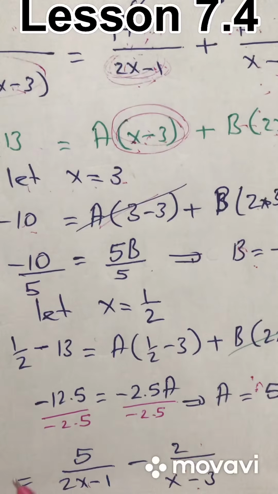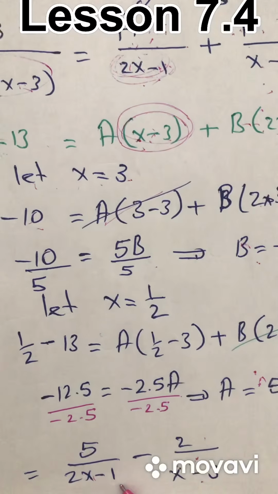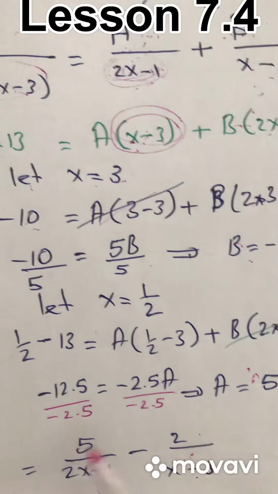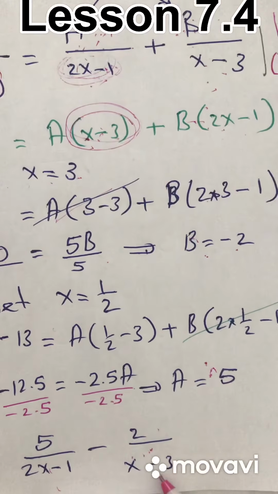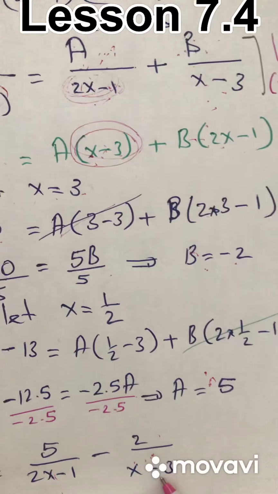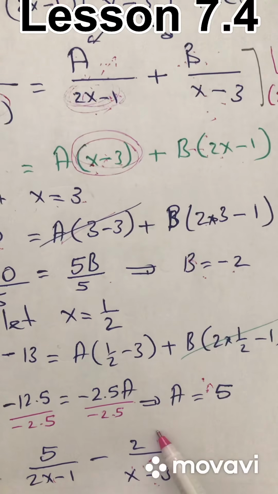Because over here will be 5 over 2x minus 1, whether you call this one a or b, and this one will be negative 2 over x minus 3, whether you call this one a or b. Thank you.